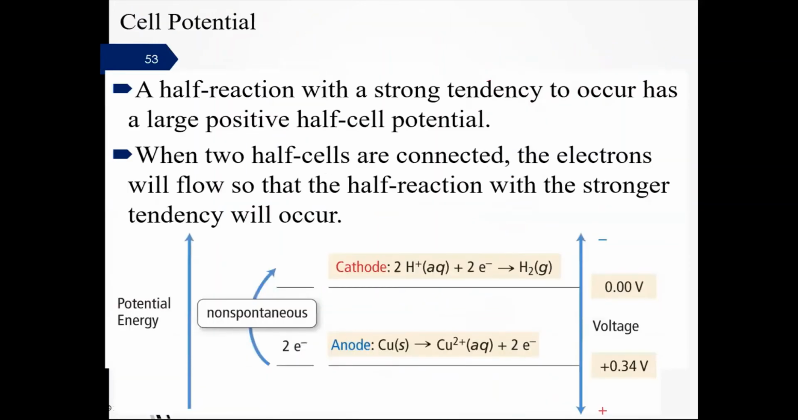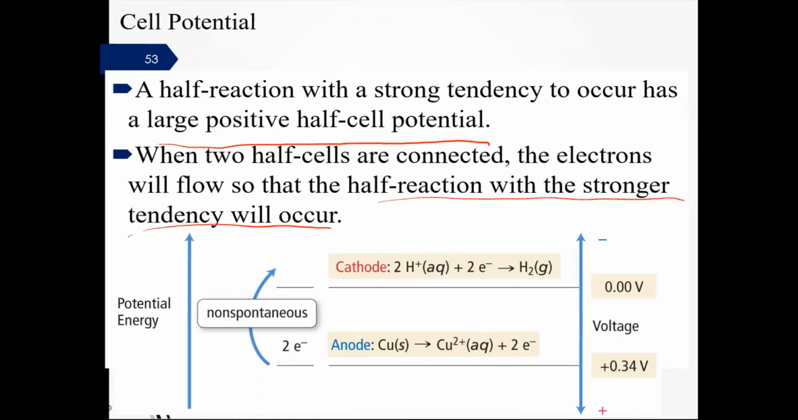So a half reaction with a strong tendency to occur has a large positive half cell potential. What that means is that when they're lined up correctly, we should be giving a lot of energy in the oxidation process, and we should also be either giving or not taking much energy when we go through our cathode process. So the electrons will flow so that the half reaction with a stronger tendency will occur.